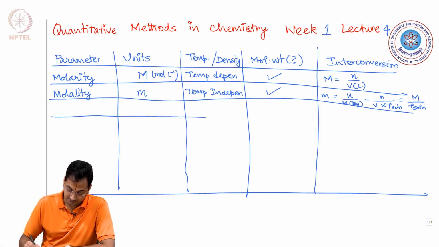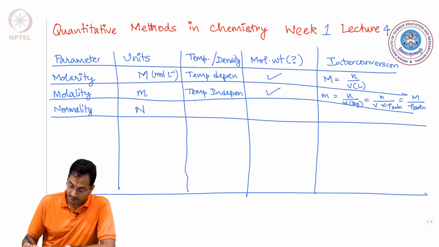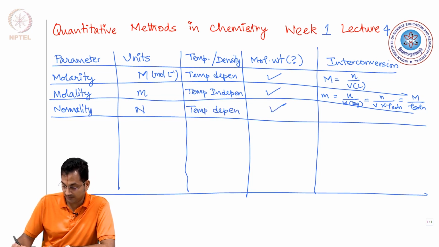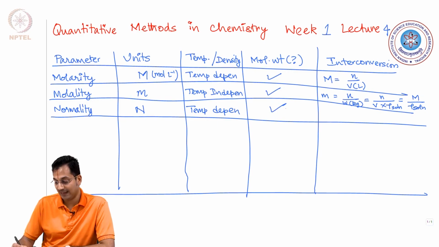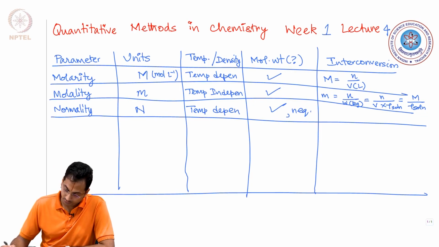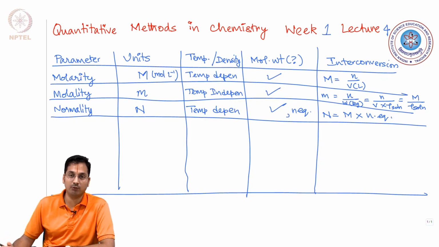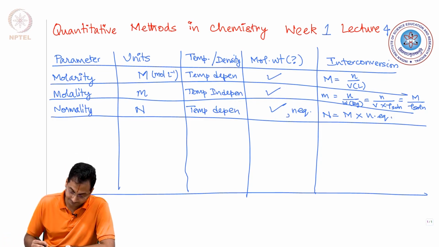The next unit is normality. Normality is given capital N, and this is temperature dependent. Yes, it does require the knowledge of molecular weight and the concept of equivalence. And how does this go? Normality, as we have seen before, is the product of molarity to the number of equivalents. Remember, to define normality, you have to define what reaction you are going to be using the chemical under.